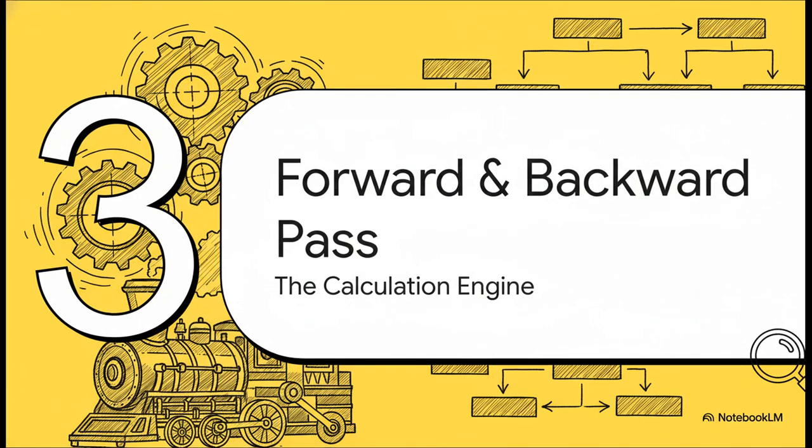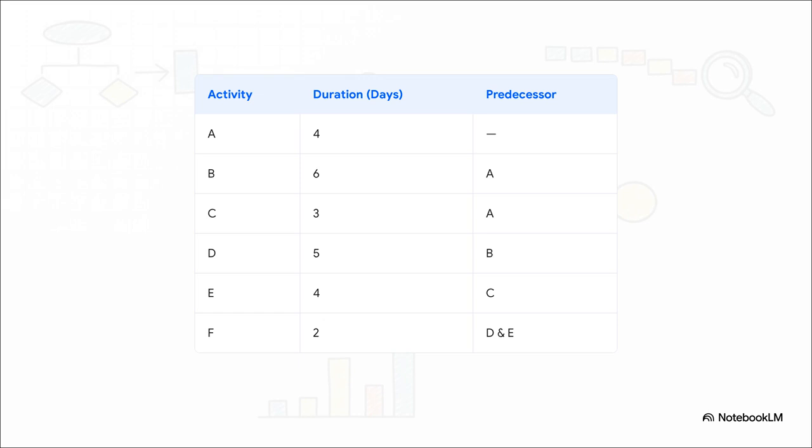Okay, let's get into the calculations. This is really the engine room of CPA. We're going to roll up our sleeves and walk through this step by step with a proper worked example. So we'll be using this case study, Bright Future Ltd. They're launching a new online platform. Now, this table shows every activity, how long it's going to take, and importantly, what has to be done before it can even start. So, for example, you can see activity B can't kick off until A is completely finished.